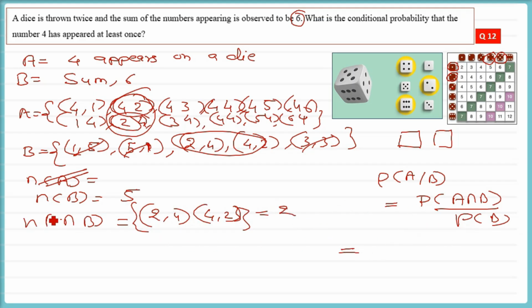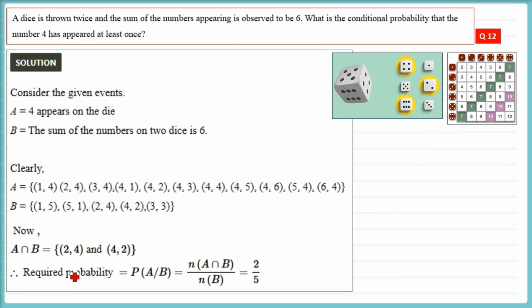So now put it in this formula: A intersection B is 2. P B has come to be 5. 2 by 5 is the answer, the required probability. So this is how we are going to write it. Okay, now this is quite clear, I hope.